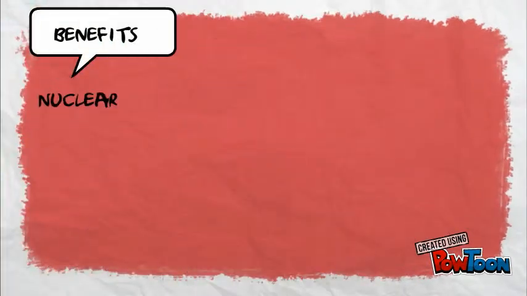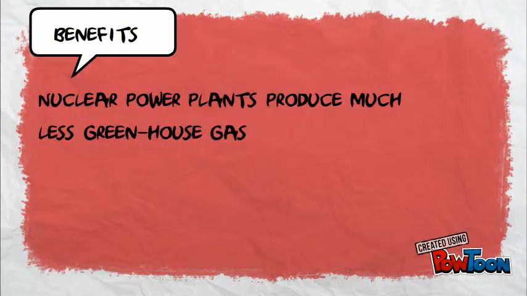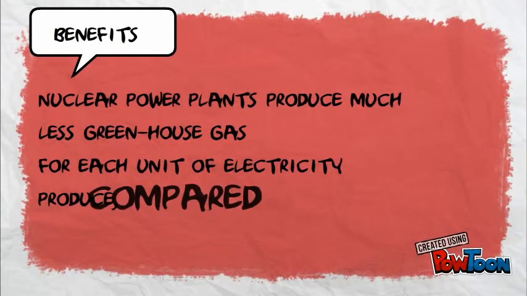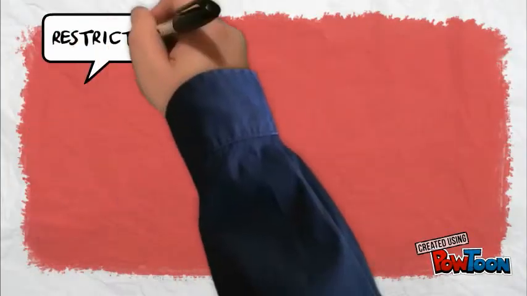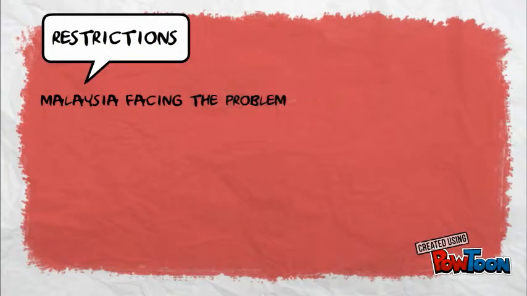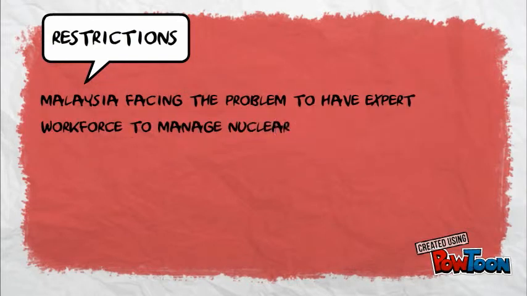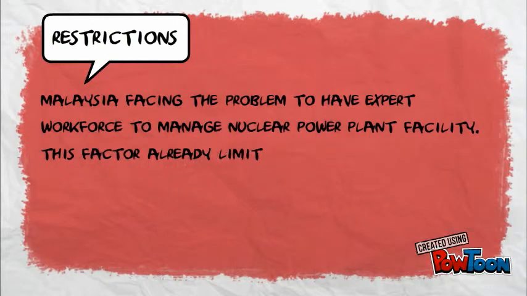The benefit of having nuclear power plants is that they can produce much less greenhouse gas for each unit of electricity produced compared to those produced by fossil fuel. Malaysia is facing the problem of having an expert workforce to manage nuclear power plant facilities. This factor already limits Malaysia from building nuclear power plants.